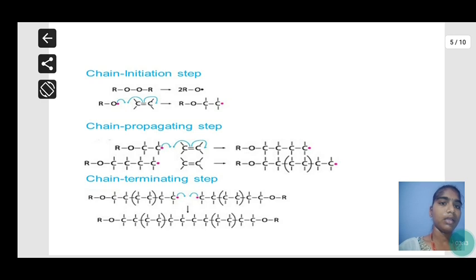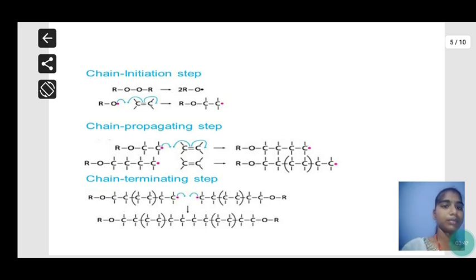Chain propagating step. R-O-C-C• reacts with C=C, giving rise to R-O-C-C-C-C•, with the Lewis dot. This again reacts with C=C, giving rise to a longer chain ending in C-C•, with the Lewis dot.